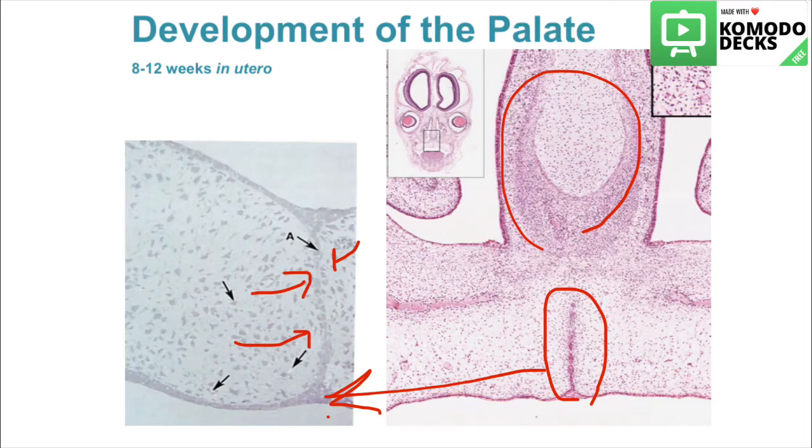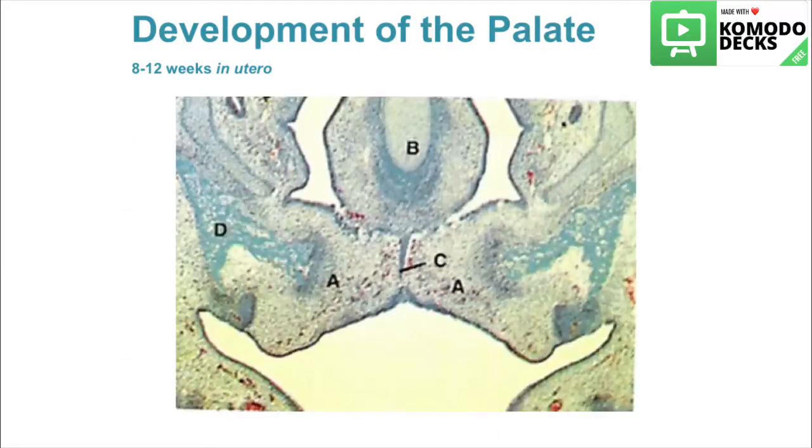Here is week 9. We don't yet have full fusion of the palatal shelves, and ossification starts of the bones of the palate and the bones of the maxilla. Ossification will start once the fusion is complete. As you can see here, A are the two palatal shelves, C is the epithelial seam, B is the nasal septum, and D is the beginning of ossification, the intramembranous type of ossification for the bones of the maxilla, which form directly from the mesenchymal cells without going through a cartilage stage.